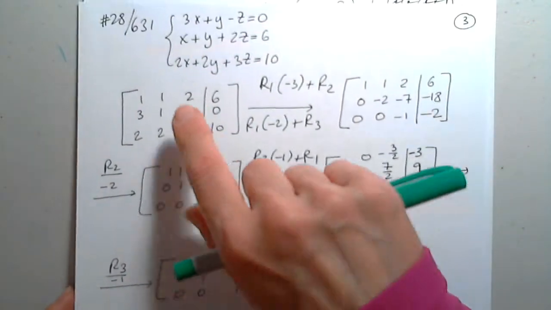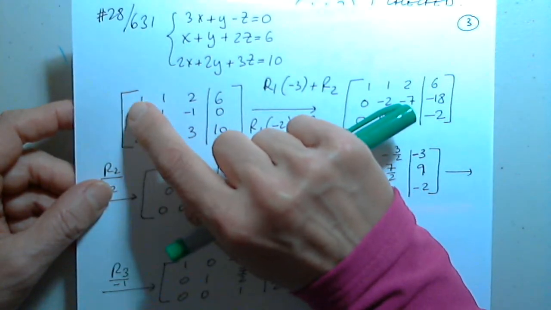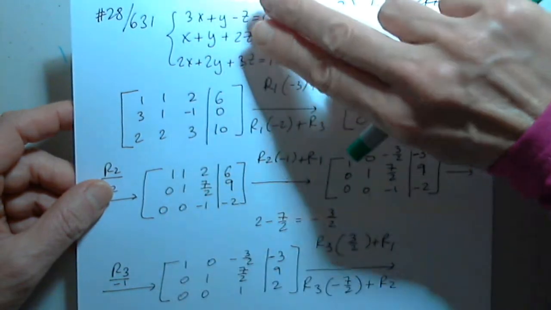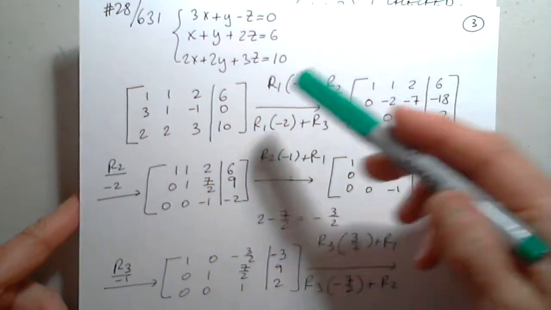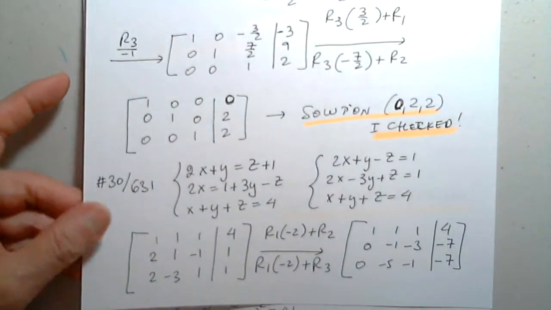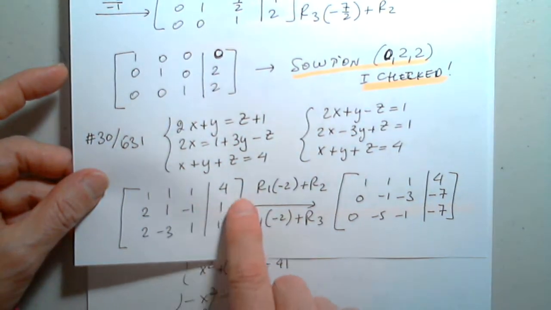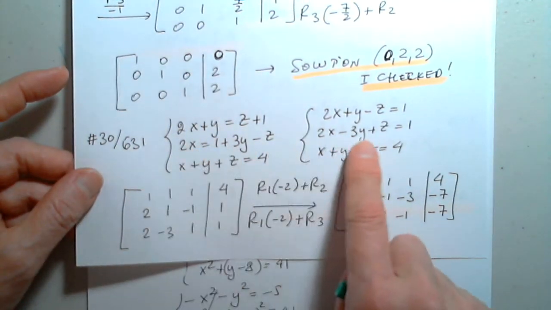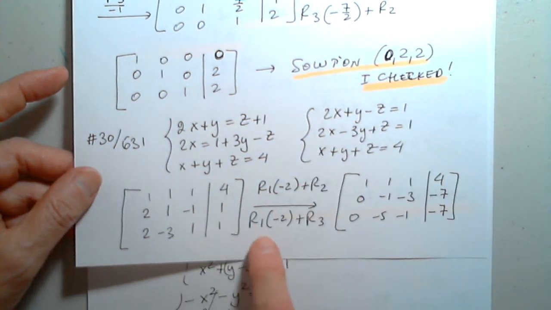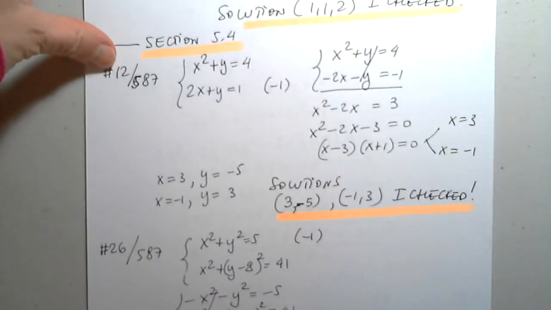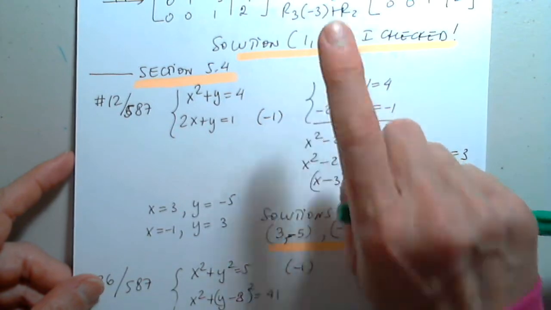Same here. What I did from the very beginning with this problem, I realized that I needed the 1 to be at the first row, first column. So I swapped these two rows. You can always do that. That's one of the legitimate operations to make it easier. Same thing here. I swapped these two because I needed the 1, 1, 1, 1, 4, and then 2, 1, -1, 1, and then 2, -3, 1. So everything was the exact same steps. And I got the solution. I went back to check.